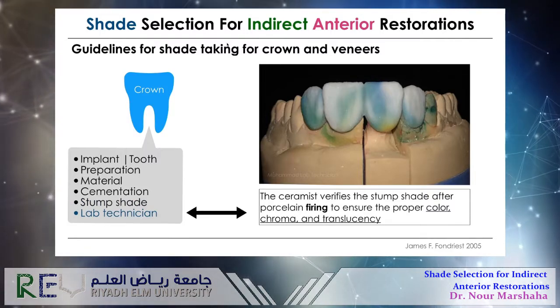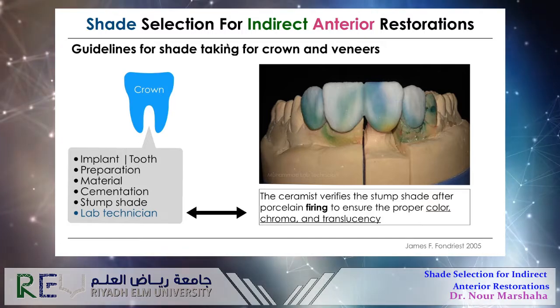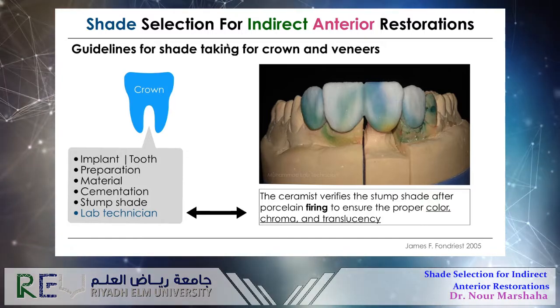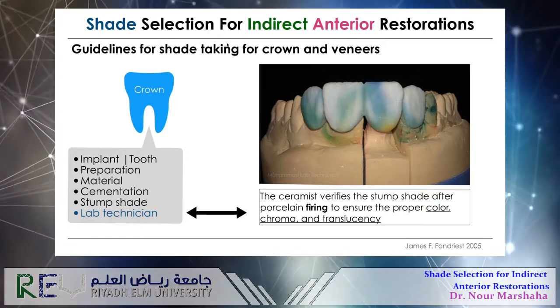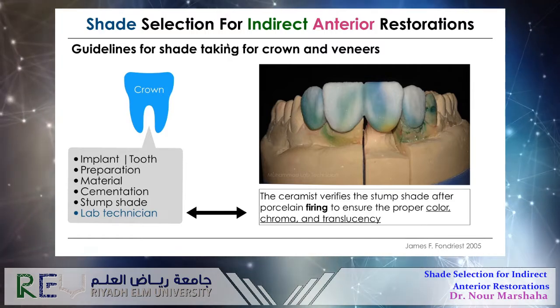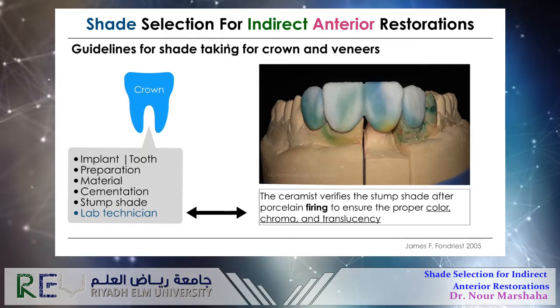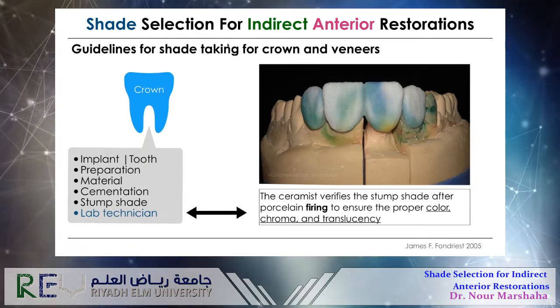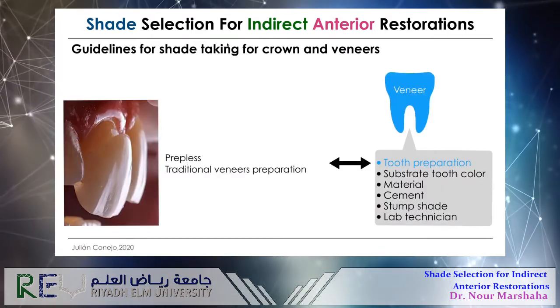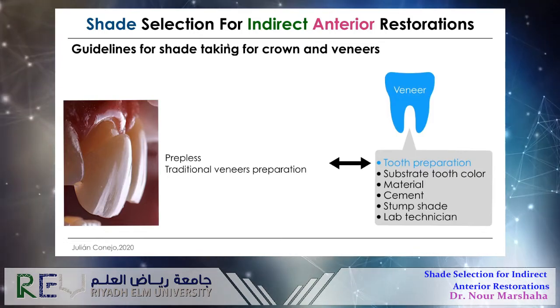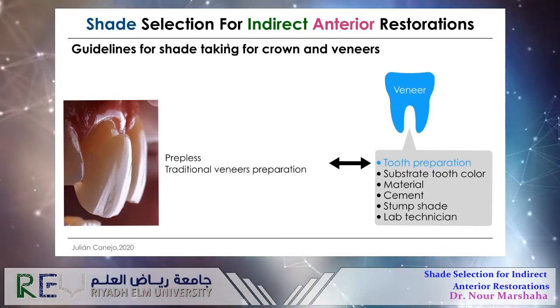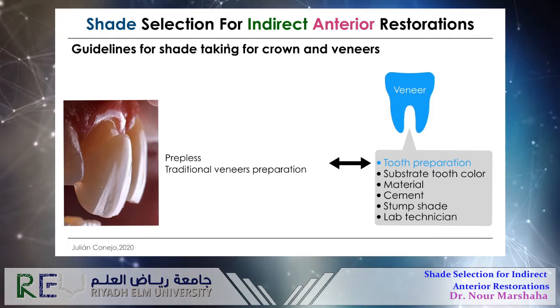Why? To ensure the proper color, chroma, and translucency. We cannot mask stump color if we don't know what we are masking and where. This is the underlying difference between a beautiful smile and so-so cosmetic results. So now we're going to talk about veneer preparation, whether it's a prepless or traditional veneer preparation.